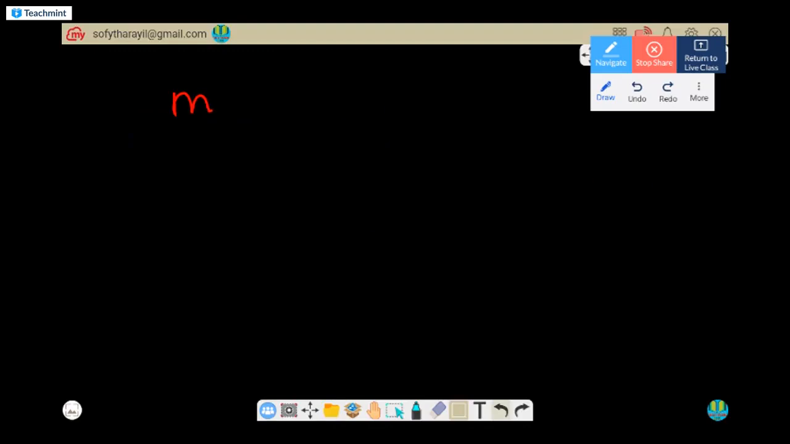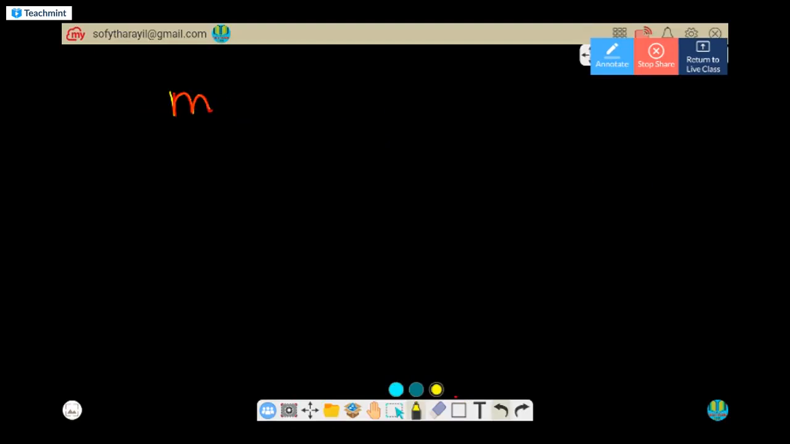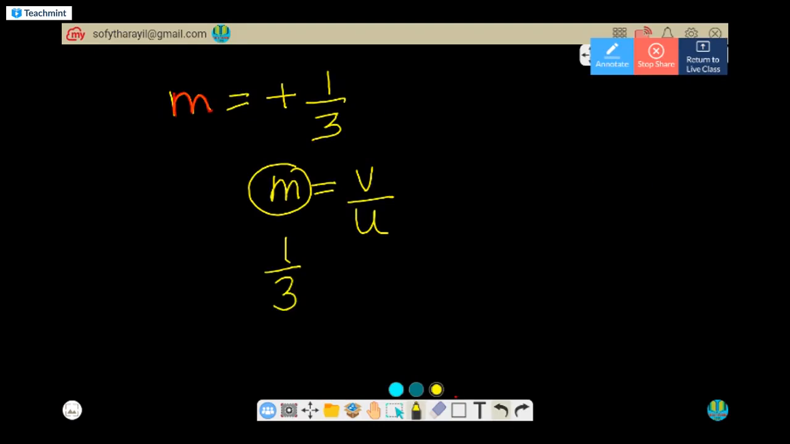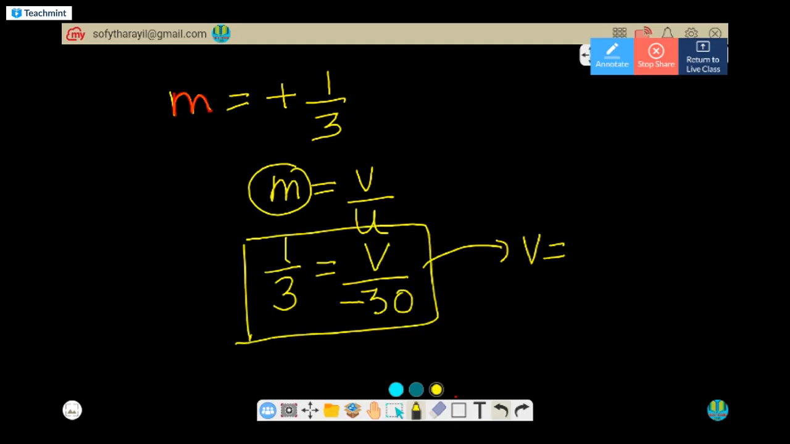So magnification, we got that as positive 1 by 3. Now we know the formula for magnification is V upon U. Magnification is positive 1 by 3. V, we have no idea what it is. U, at least we know it is negative 30. So Adit, quickly tell me what is the value of V from this? It'll be minus 10. Correct. It's going to be minus 10 centimeter.